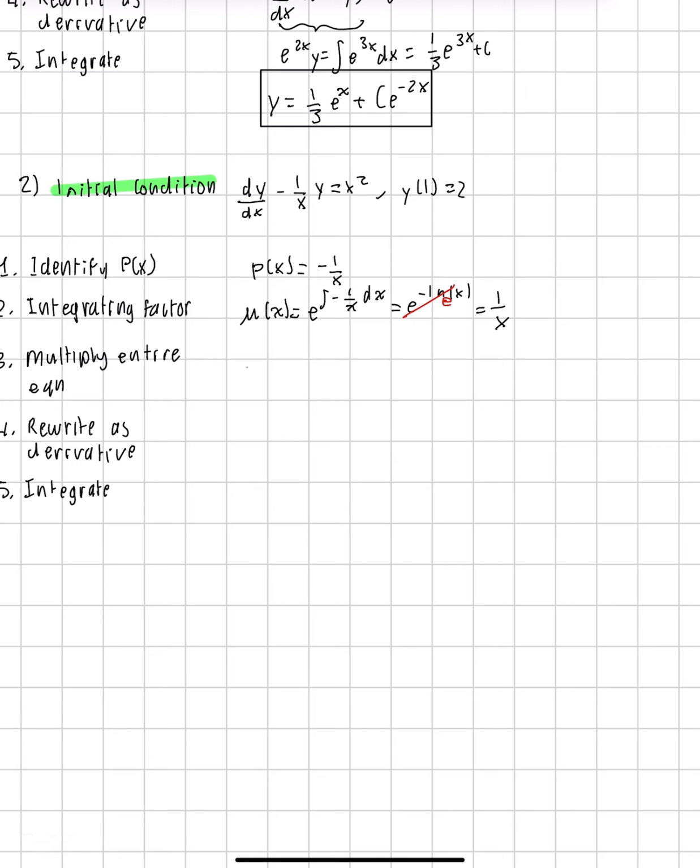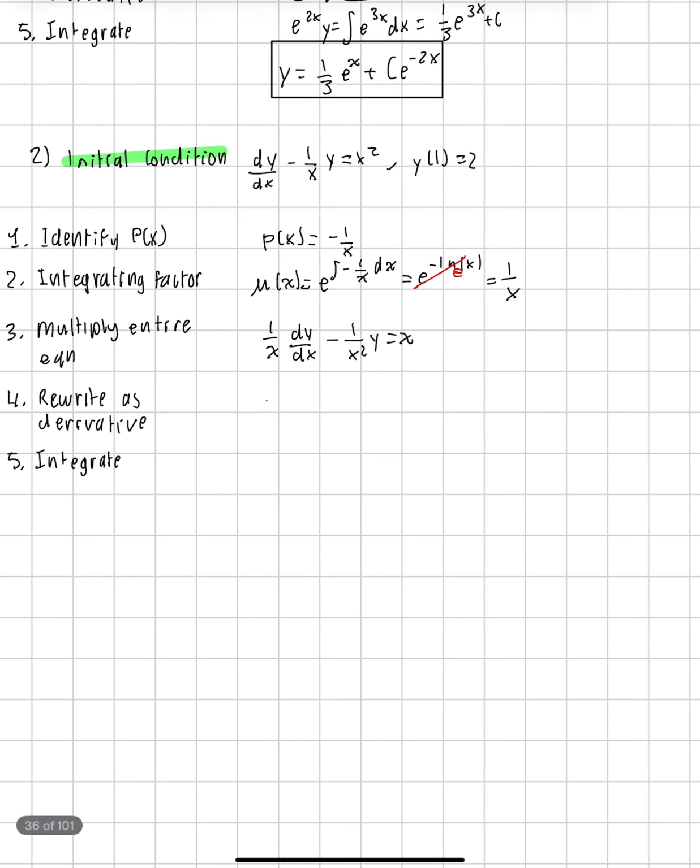So now we can multiply the entire equation. So we have 1 over x times dy over dx minus 1 over x squared times y is equal to x. Now we can rewrite this as a derivative. So we have d over dx of y over x, and that's going to be equal to x. Now integrating this, we get y over x is equal to x squared over 2 plus c.